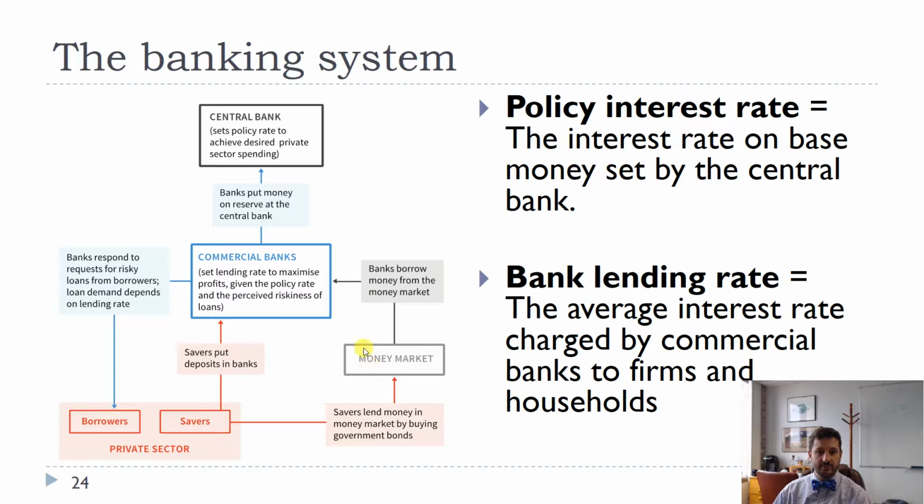And then this money market is one in which big firms generally borrow and lend money directly, and that's the money market. And savers can also lend money in the money market by buying government bonds or even corporate bonds, things like that.